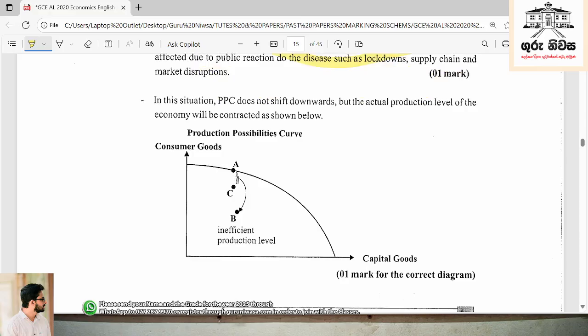You can see it is an inefficient production level. Now the economy cannot operate on the line because resources are unemployed because of COVID-19, temporarily. People cannot work. They stay at home because of lockdowns and travel restrictions. So temporary production decreases. 1 mark for the correct diagram. Any doubt?